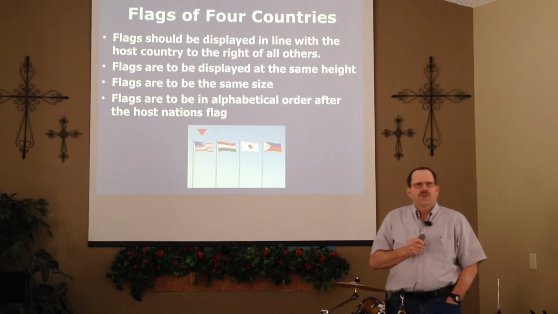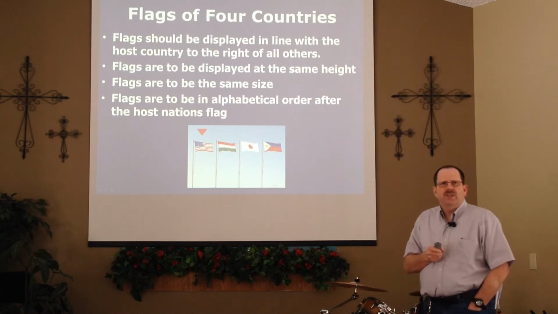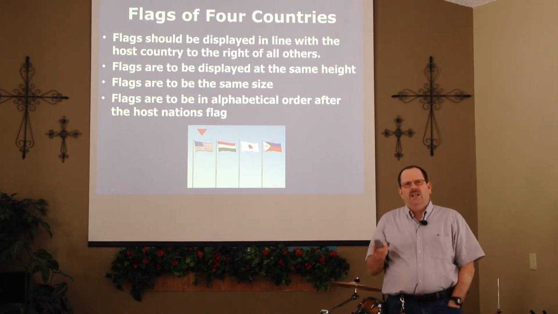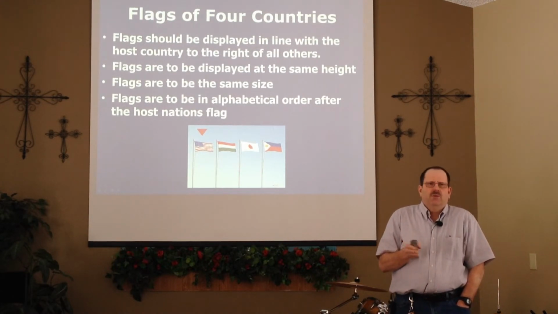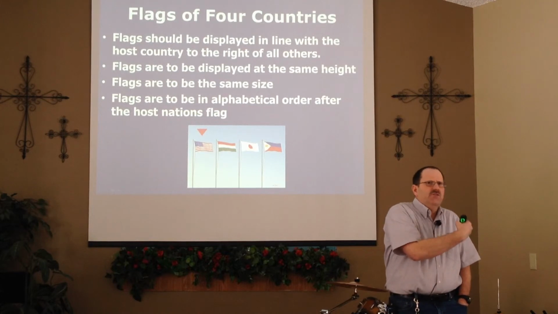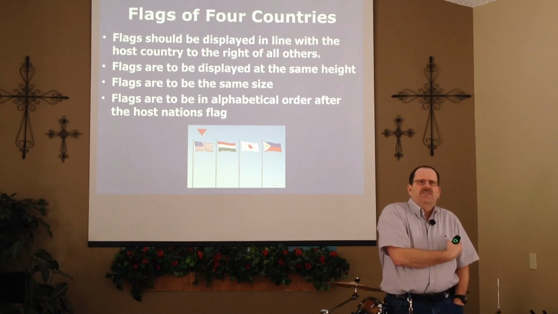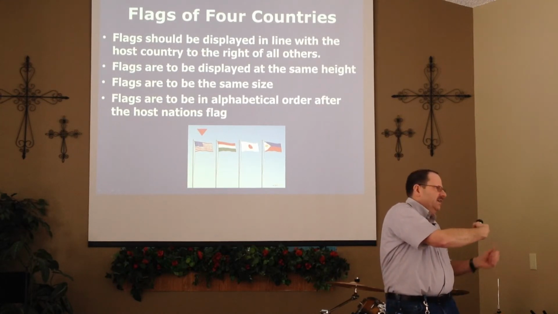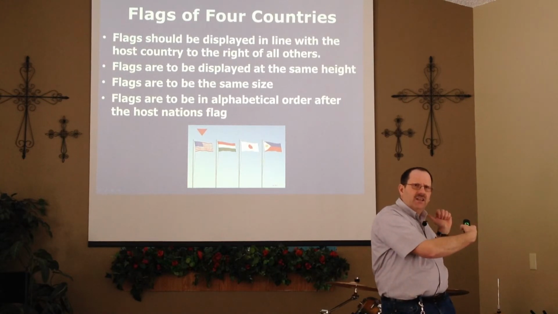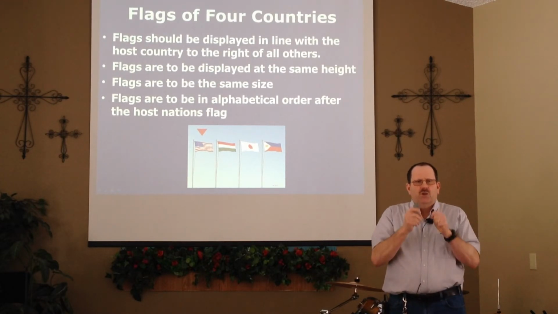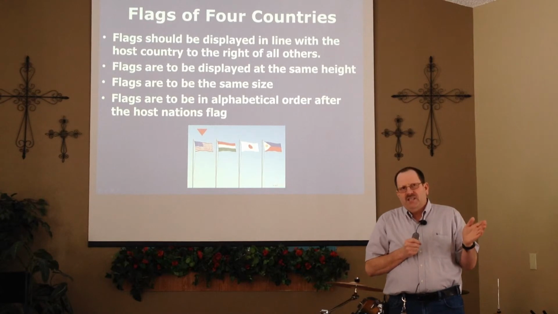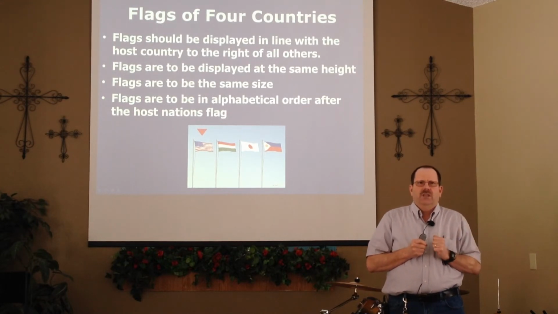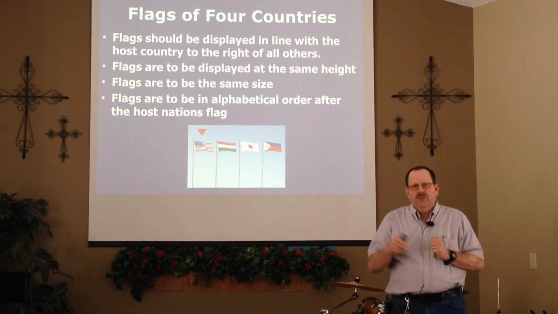When you've got 4 or more countries involved in talks, flags should be displayed in a line. Once again, it's the same principle. As you're displaying the flags, or as you're putting the flags in the ground, the flag of the host country is going to be the right. All the other flags are going to be to the left. But as the audience, as you're looking at it, the flag of precedence, or the host nation's flag, is going to be on the left, and all the other flags are going to be on the right.